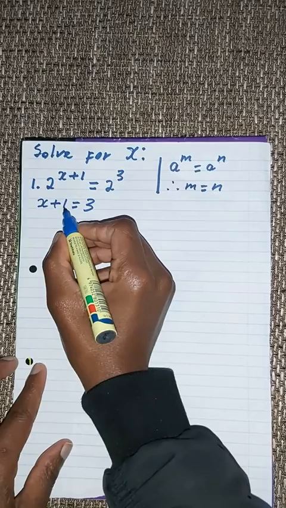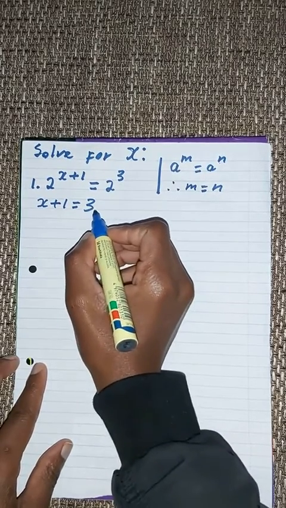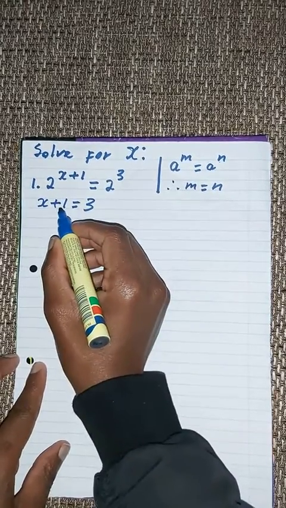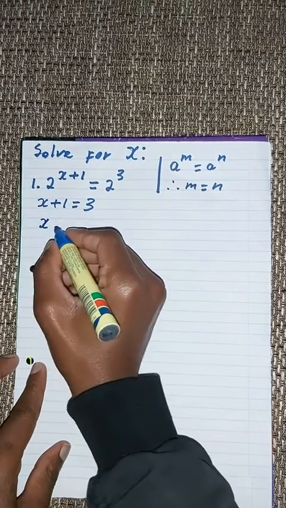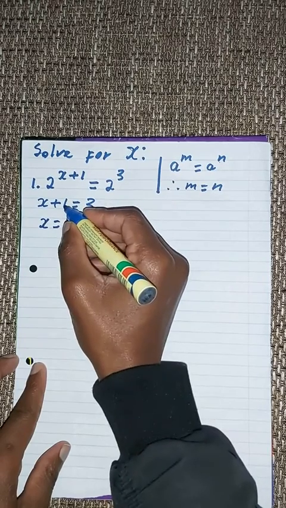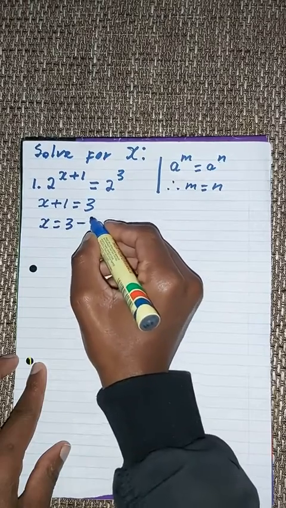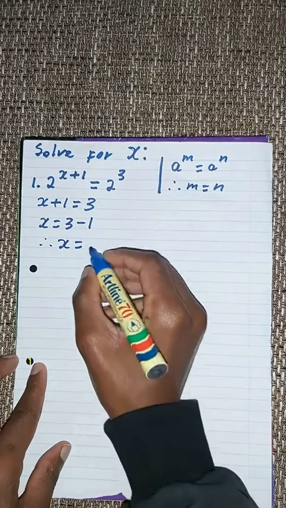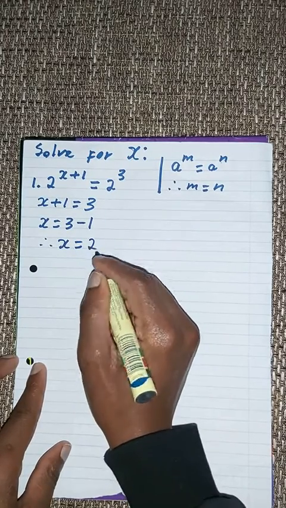So I'm going to transpose this 1 to the right hand side, and when it comes to this side, it's going to change its sign. Since it's positive on the left, it's going to be negative on the right. So when I proceed, I'll have x is equal to 3. On the right, there's already 3, and then I'm taking this 1 to the right hand side. It was positive, so now it's going to be negative. So my final answer will therefore be 2. So my x is equal to 2.